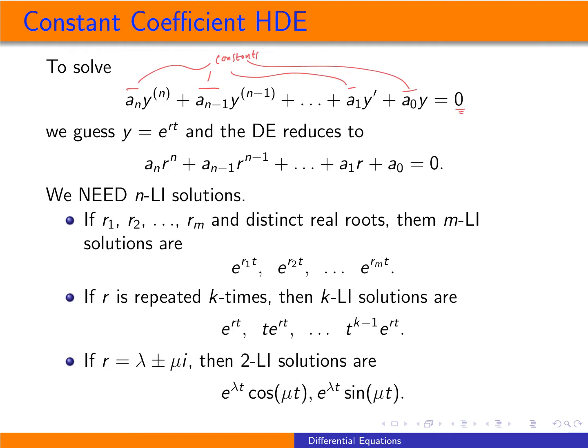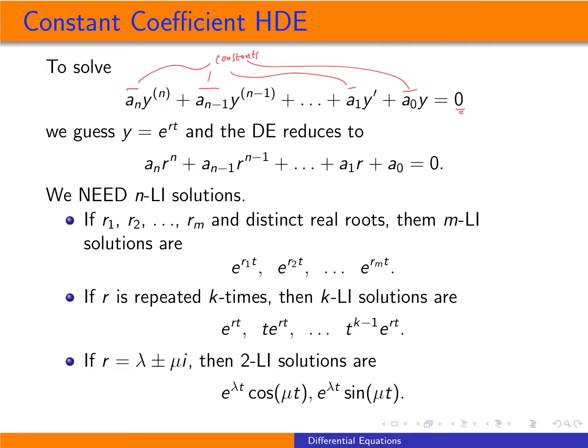Now, in order to solve this, we have a very nice method. We make the educated guess that the solution is going to have this form e to the rt. Once that guess is substituted into the differential equation, it will always reduce down to this nth degree polynomial, which we refer to as the auxiliary equation. Note, we can easily get this auxiliary equation purely by inspection. We just make the nth derivative become r to the nth power, all the way down to the 0th derivative, which becomes r to the 0th power.